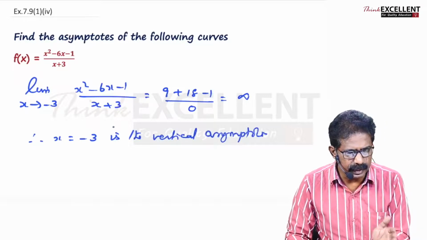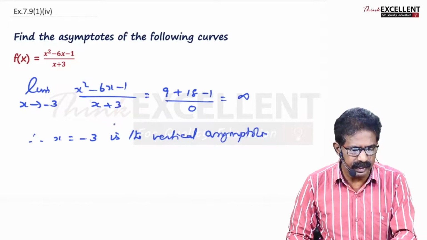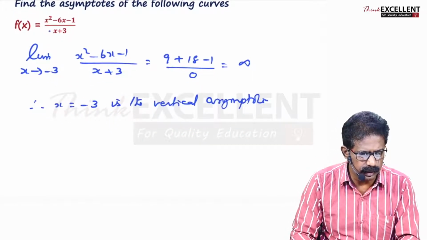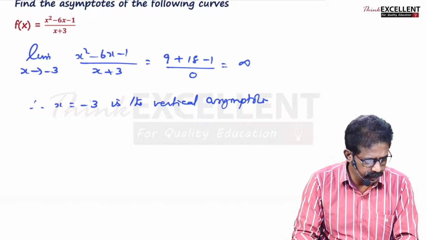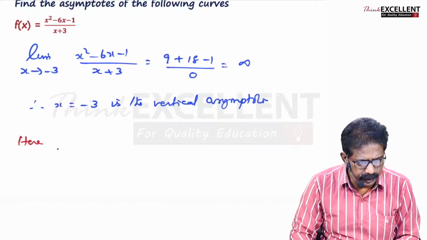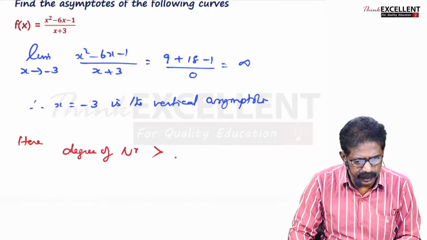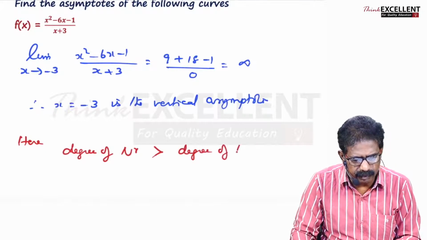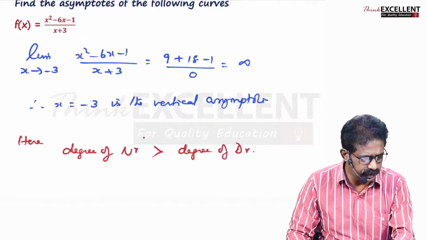Then if you give limit extends to infinity, you will get infinity as your answer. So there is no horizontal asymptote. Next, for slant asymptote, here degree of the numerator is greater than degree of denominator. So there is a slant asymptote.